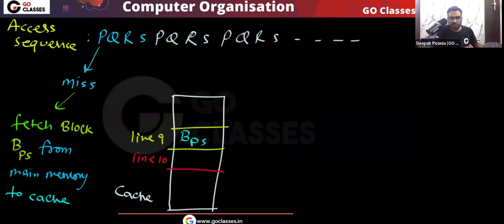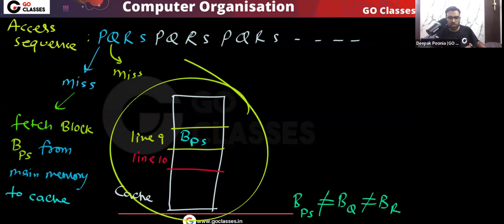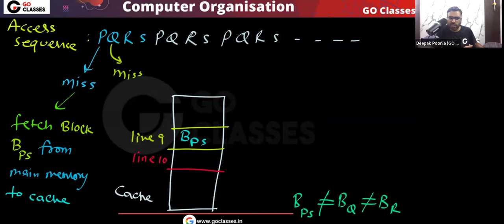Okay, that's it. Now just tell me, what about this Q? There will be again a miss. Why is there a miss? Because Q belongs to the block containing Q, and that is different from the block containing P comma S. We already know that the block containing P comma S is different from the block containing Q, which is different from the block containing R. They are different from each other. So when the program accesses this word Q, again there is a miss, because the block containing Q is not present in the cache memory.